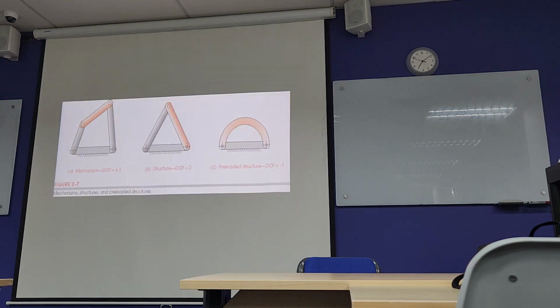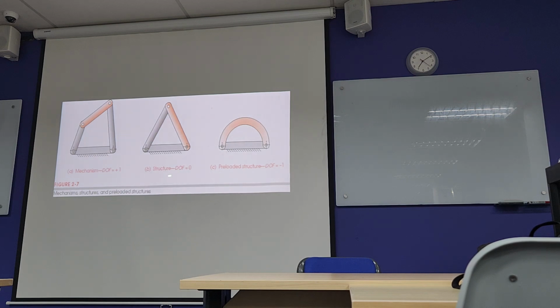Okay, so here now we try to bring the meaning of degree of freedom. For any linkages to act as a mechanism, the degree of freedom should be 1. So if the degree of freedom is not 1, then that cannot be called a mechanism, because that means the system cannot move.